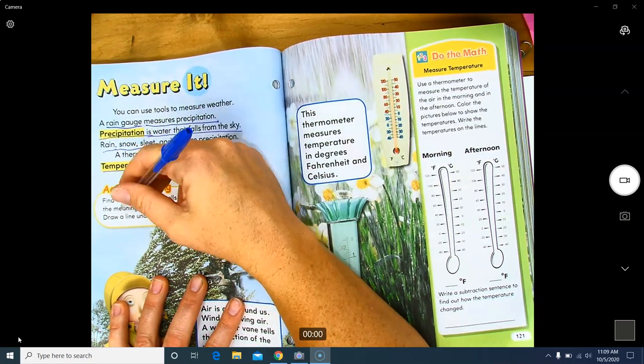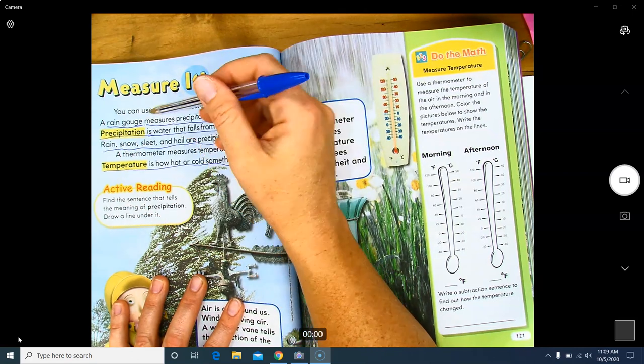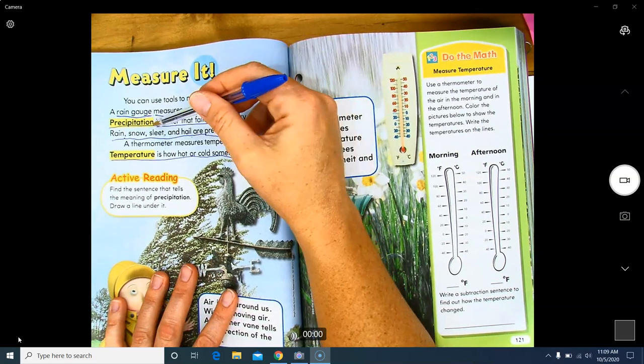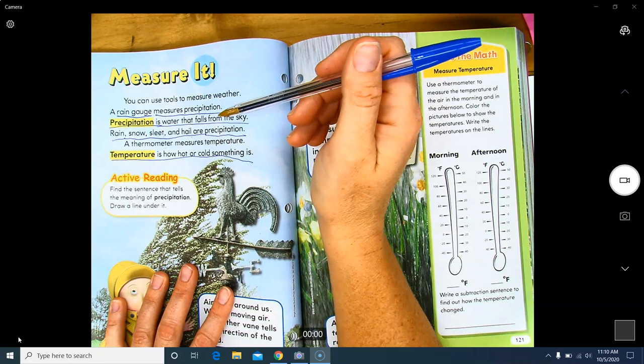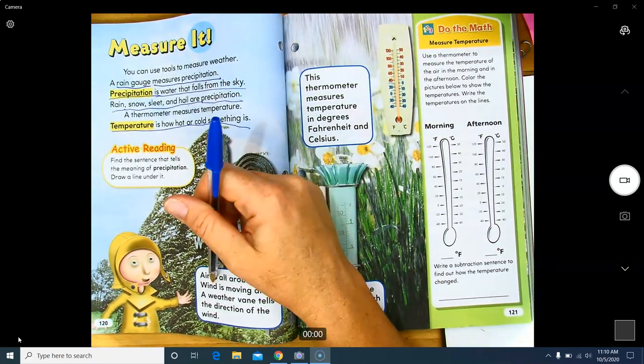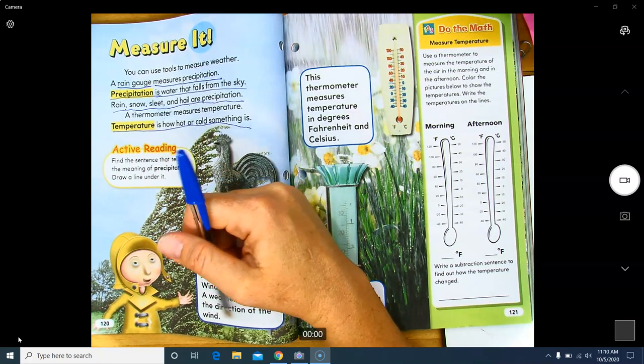Find the sentence that tells the meaning of precipitation. Draw a line under it. Well, we already did that, so that's very good. Now we're actively reading and drawing lines under important information. Air is all around us. Wind is moving air. A weather vane tells the direction of the wind.